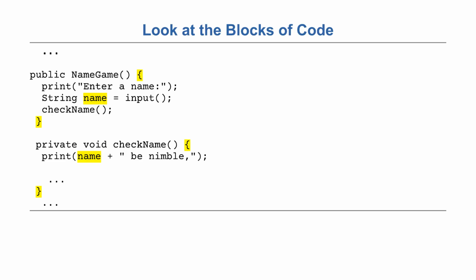There's no need to run the code. You'll see many syntax errors in the checkName method. The syntax errors say name cannot be resolved to a variable. In other words, Java doesn't know what name is. Look at the blocks of code in your program. Name is declared inside the constructor, but print name plus be nimble is in a block of code outside of the constructor. Methods cannot see variables that were declared in a different method.